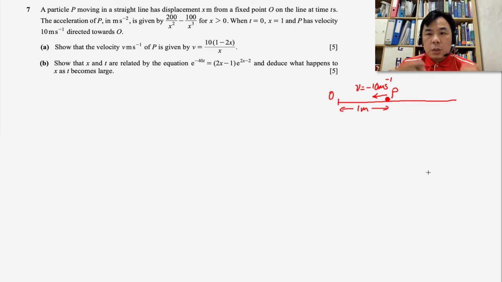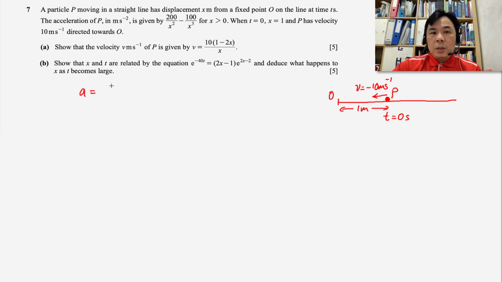Okay, let's check out the rest if we have already fulfilled all the properties that are given for this linear motion. We have the 1 meter. We know that initially at the start, it starts from here at t equals 0 seconds. It started to move to the left towards O. Okay, and then the acceleration of this particle is given by this.